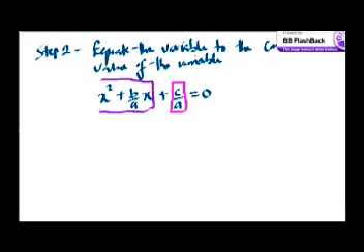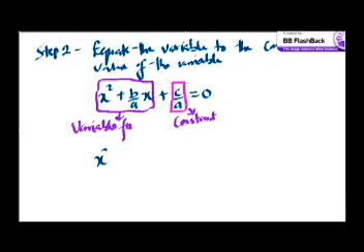Our intention is to equate the variable function to the constant. So this is the constant and this is the variable function. Our plan here is to equate the variable to the constant. So we will have x squared plus b over a x is equal to, if this crosses over, minus c over a. That is for step 2.